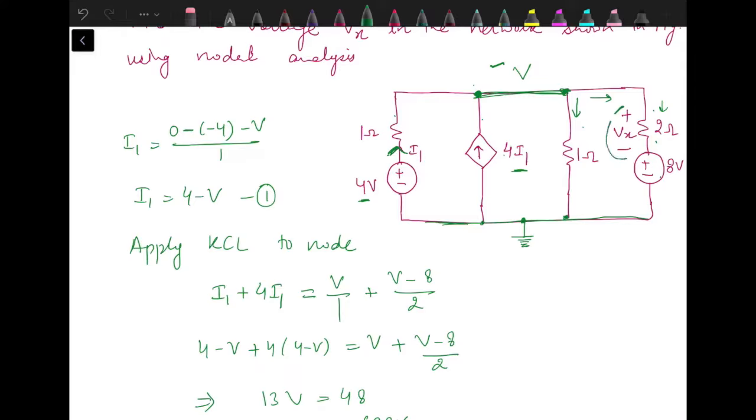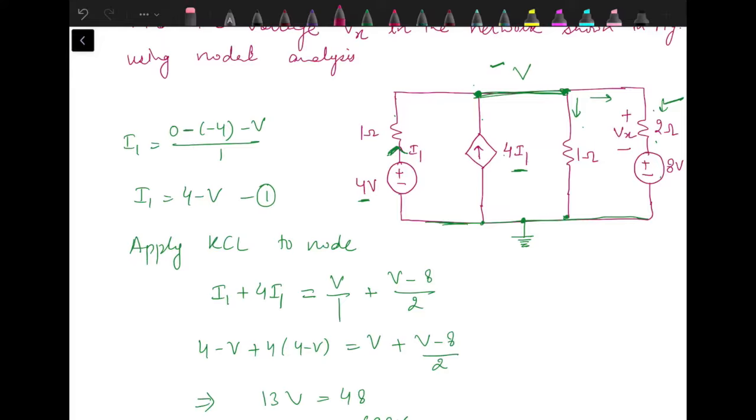Now you need to note down over here, in this branch you can't write V minus Vx. Why? Because this Vx is the voltage drop across the 2 ohm resistance. It's not the voltage source. So when we write the current, we always write the potential difference by the difference of voltages, which we have by the sources or the node voltages, not the voltage drops.